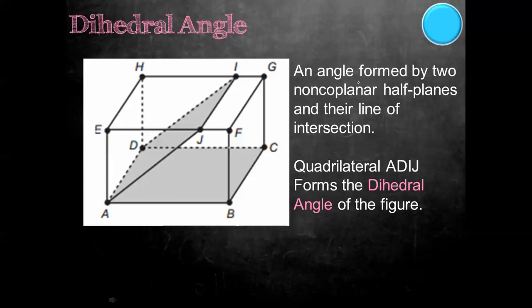Okay, a dihedral angle is an angle formed by 2 non-coplanar half planes and their line of intersection. Quadrilateral ADIJ forms the dihedral angle with ABCD. See, this is the angle that it forms right there. Just imagine this is a tent that has fallen over, and this is the top part of the tent. That's the dihedral angle.